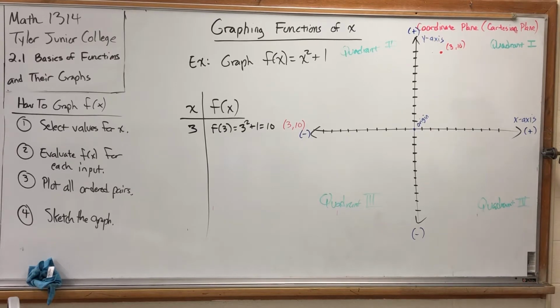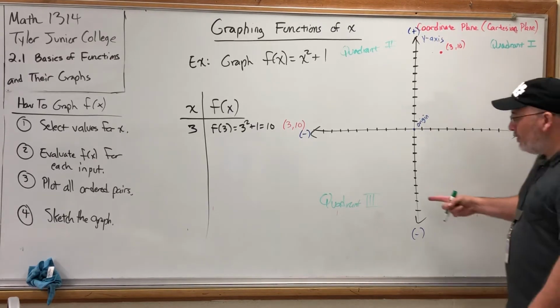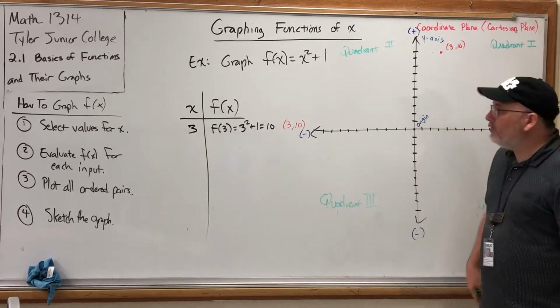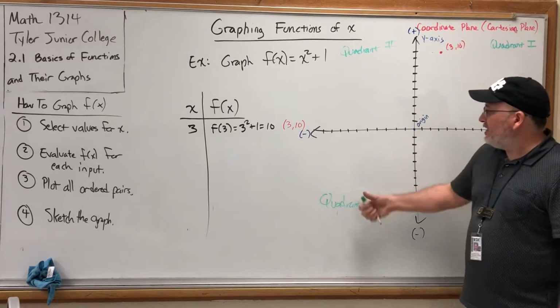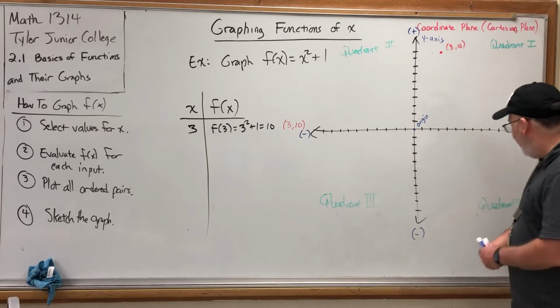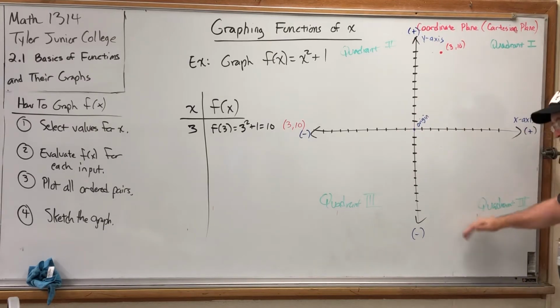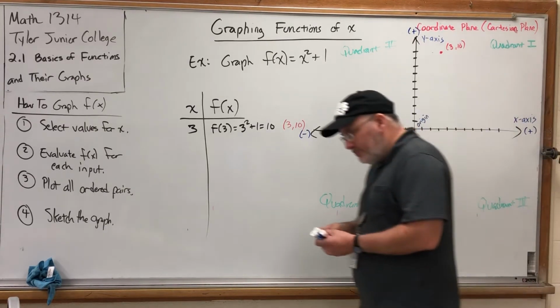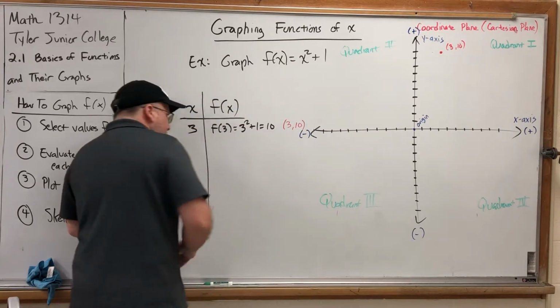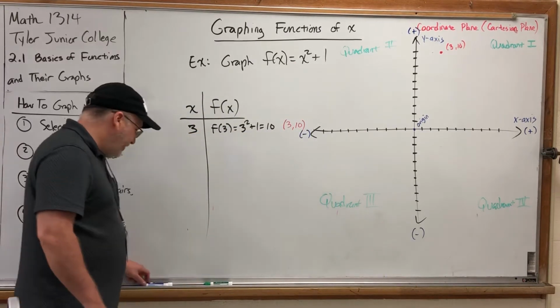In quadrant 1, both coordinates are positive. In quadrant 3, both coordinates are negative, left and down. In quadrant 2, the x is negative, but the y is positive. And in quadrant 4, the x is positive, but the y is negative. But I'm assuming these things are somewhat familiar coming into a college algebra class.